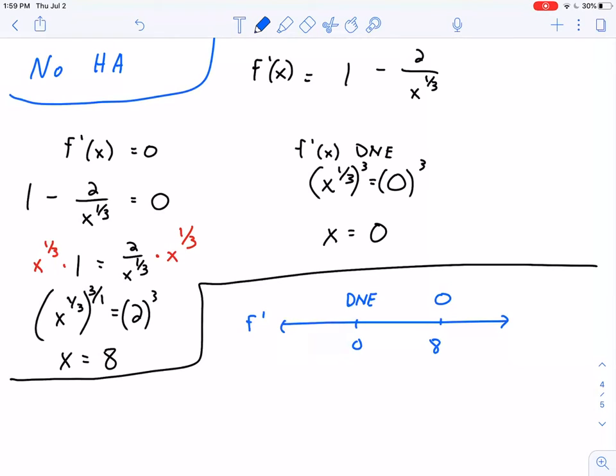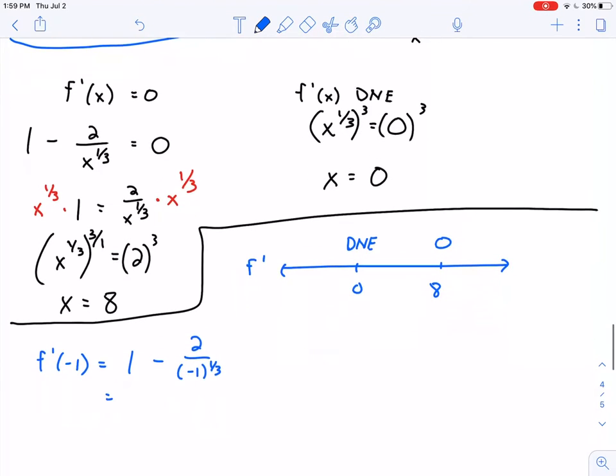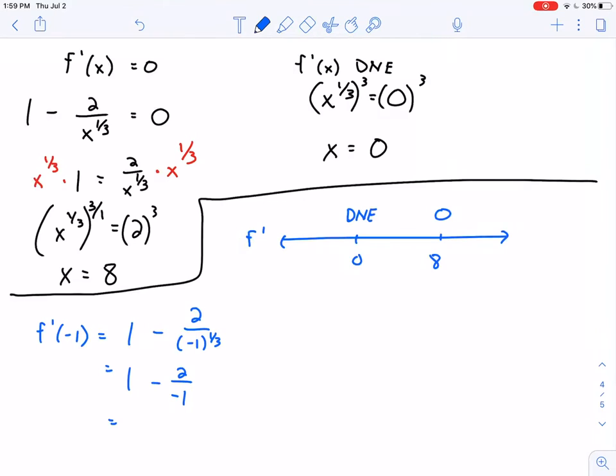So let's start with, how about -1, f prime of -1. This is 1 minus 2 over -1 to the 1/3 power. Here I should have 1 minus 2 over -1. This is 1 minus -2, really, so this is a positive 3. So my derivative is positive over here, which means that my function should be increasing on the left-hand side of 0.